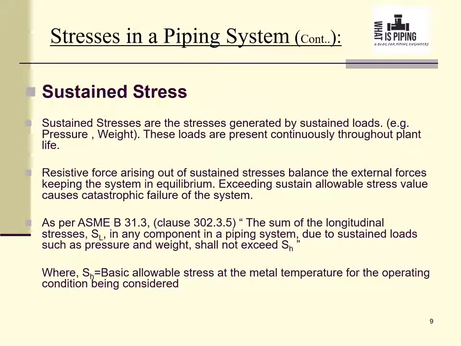Now, the allowable value for this sustained stress is given by the code as per clause 302.3.5 of ASME B31.3. The sum of the longitudinal stresses SL, that is the calculated stress generated due to sustained loads, that is pressure and weight, in any component in a piping system due to sustained loads, that is pressure or weight, shall not exceed SH.